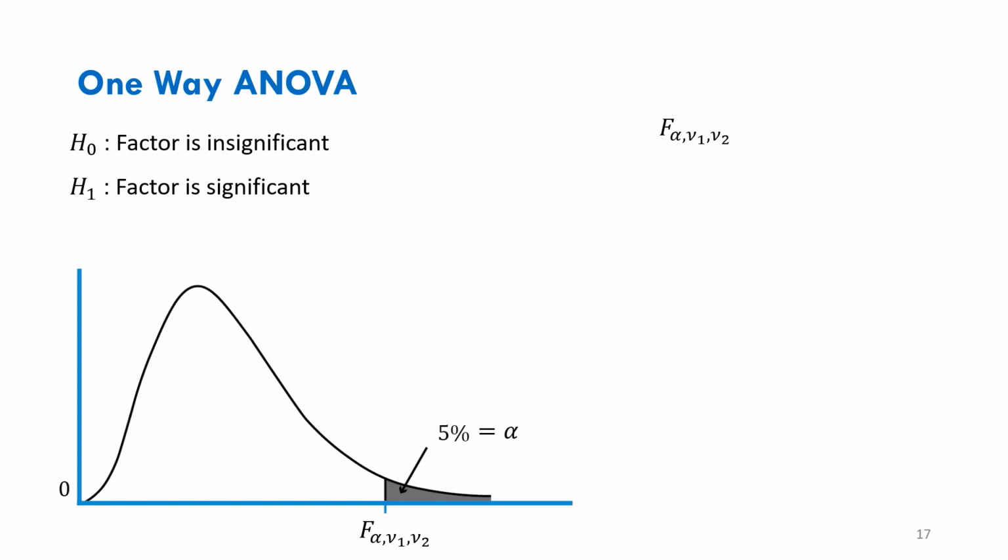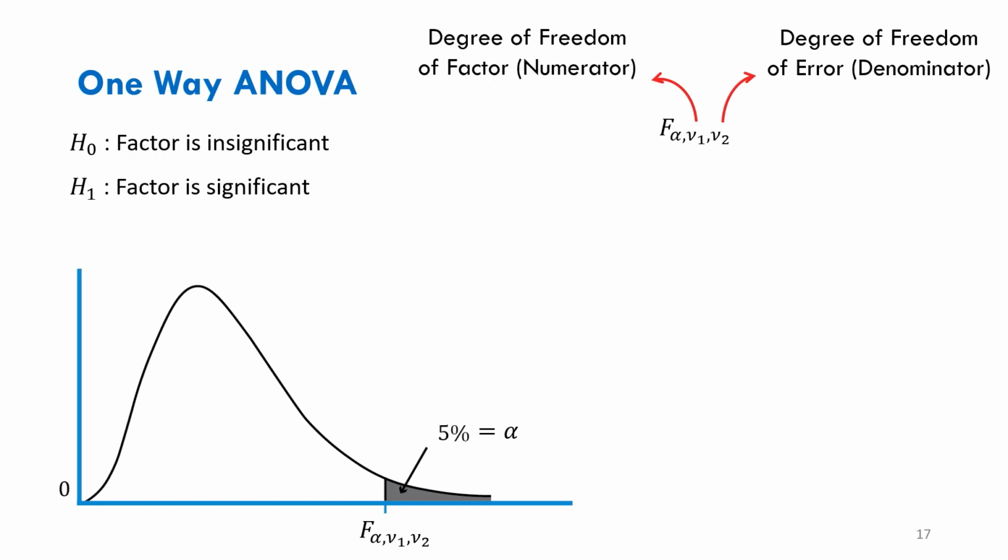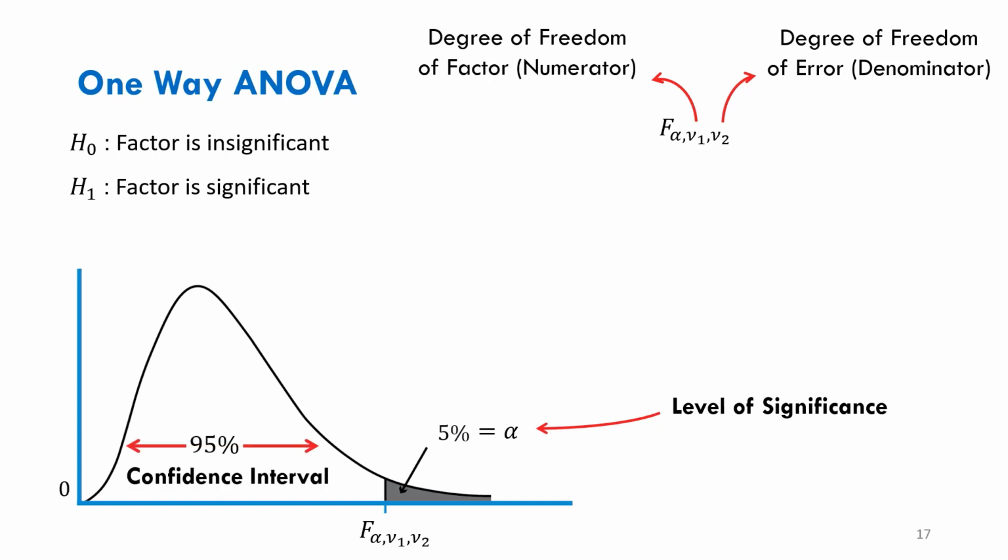So we will set the rejection zone and the acceptance zone. The rejection region lies at the upper tail with a confidence level of 95%. Here we will find F alpha, which is the critical value of F, and here nu represents the degree of freedom. Nu1 is the degree of freedom of numerator, which is of the factor, and nu2 is the degree of freedom of error, which is at the denominator. Alpha is also termed as level of significance, which is 5%. If we subtract it from 1, we can get the confidence interval, which is also known as confidence level.